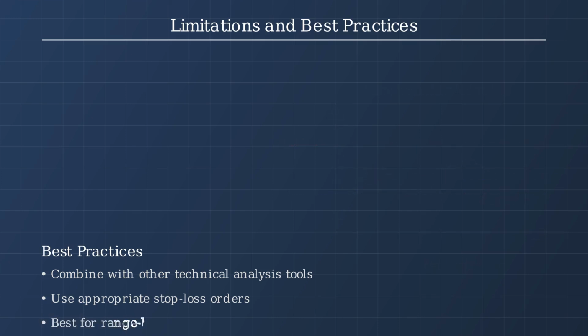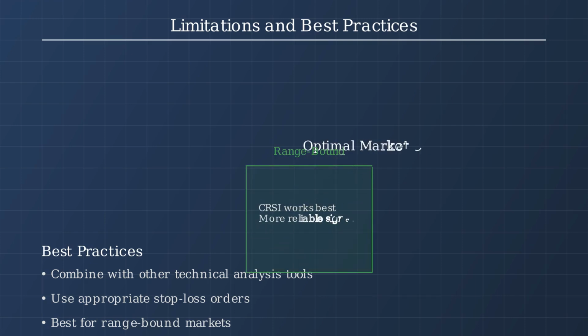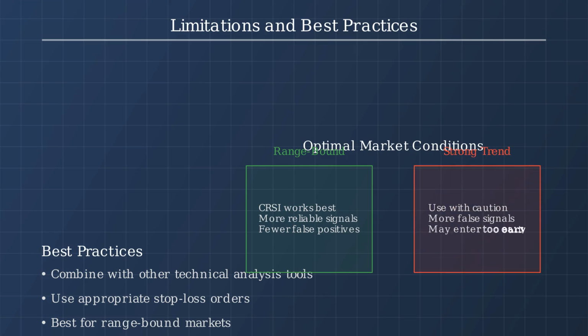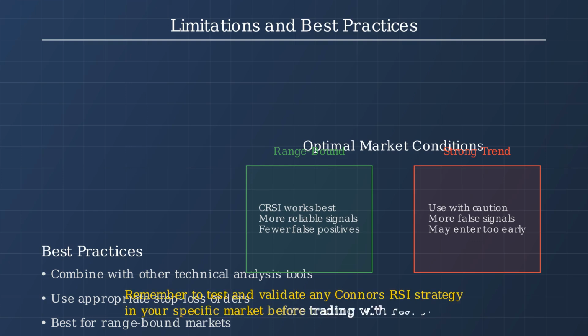The Connors RSI indicator works best in range-bound markets, where price oscillates between support and resistance levels. It should be used with caution during strong trending conditions, as this is when the indicator is most prone to generating false signals. Remember, it's essential to thoroughly test and validate any Connors RSI strategy in your specific market conditions before trading with real capital.